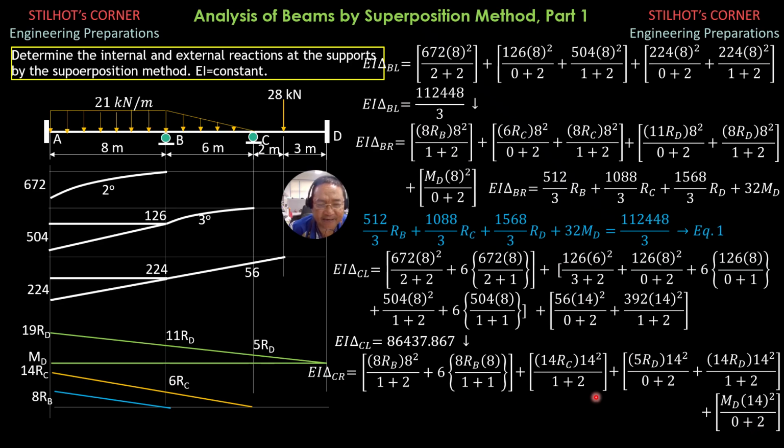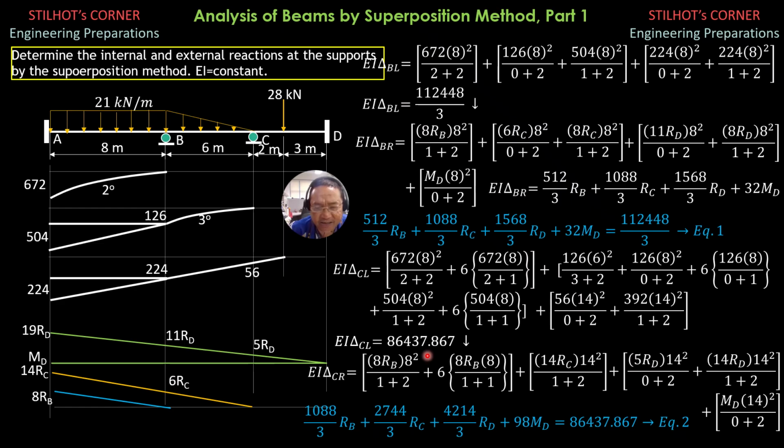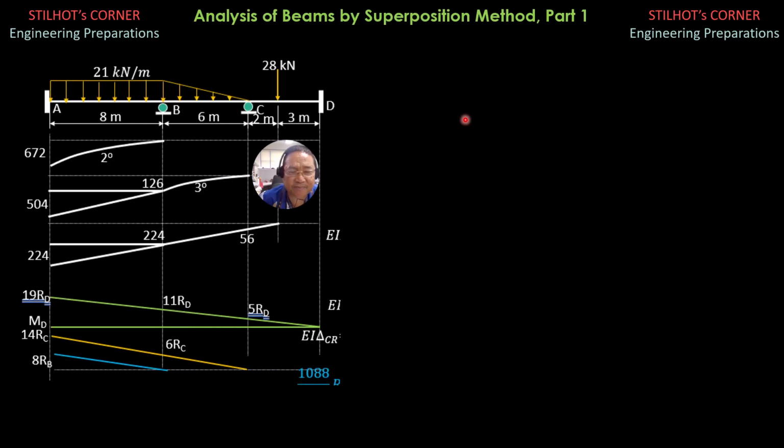So simplifying and equating to this value here, we have 1088/3 RB + 2744/3 RC + 4214/3 RD + 98 MD = 8647.867. Call this equation 2. And we will continue this on the next slide. So we note the two equations.